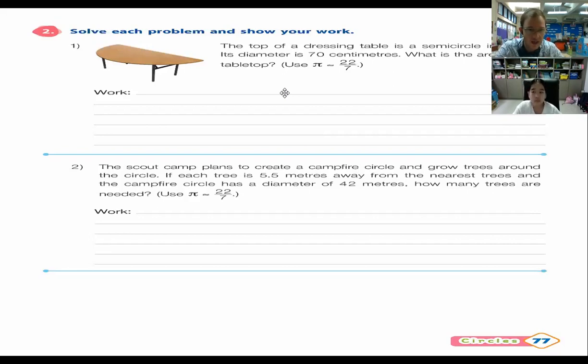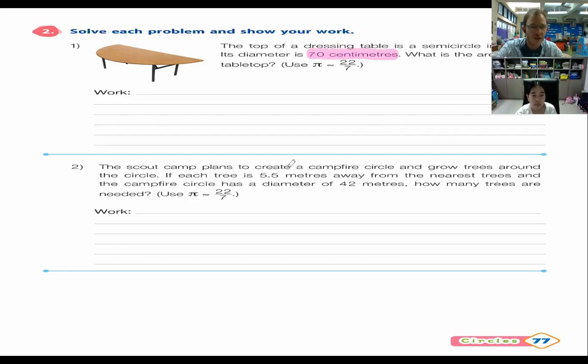So over here, again, grab your marker. Make sure we highlight the most relevant information. Solve each problem, show your work. Very basic way of writing a question. So here, the top of the dressing table is a semicircle in shape. So the table here is a semicircle. Its diameter is 70 centimeters. What is the area of the tabletop?